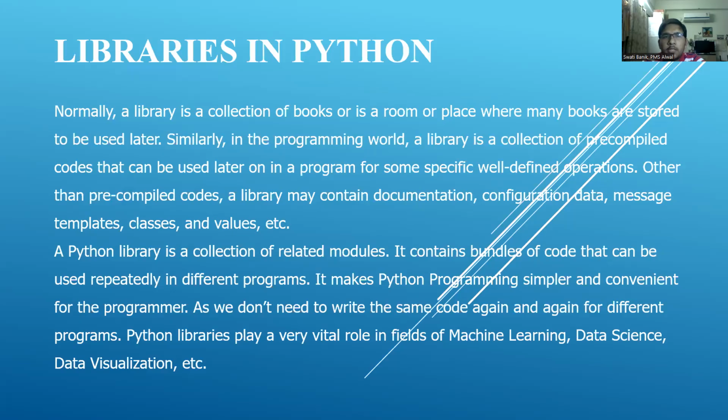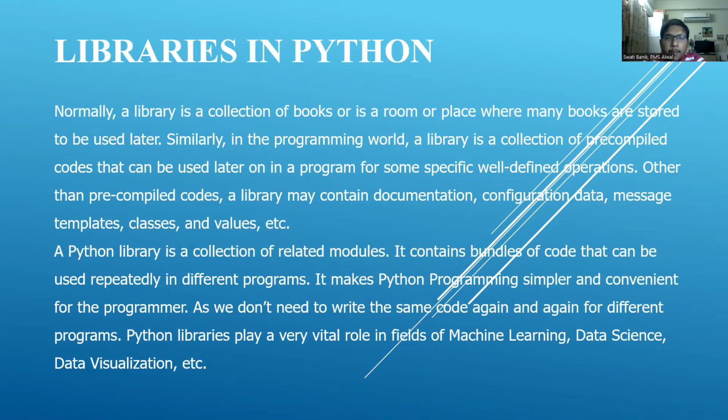So first, let's discuss libraries in Python. Normally, a library is a collection of books or is a room or place where many books are stored to be used later. Similarly, in the programming world, a library is a collection of pre-compiled codes that can be used later or in a program for some specific well-defined operations. Other than pre-compiled codes, a library may contain documentation, configuration data, message templates, classes, and values, etc.